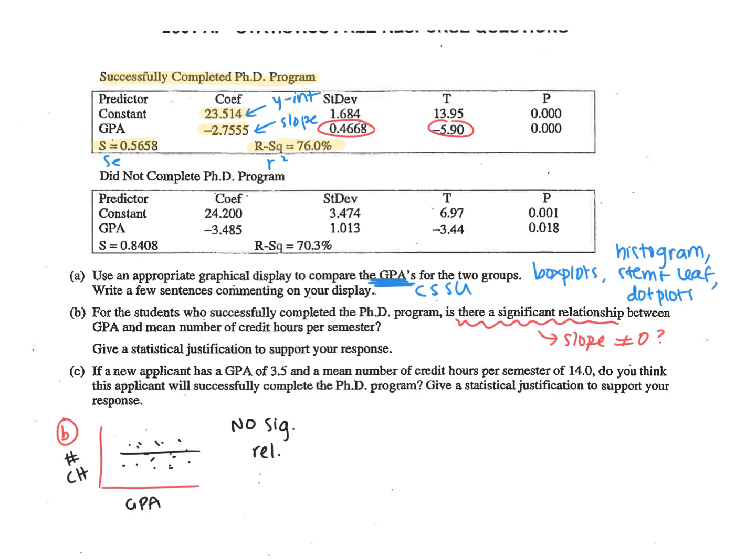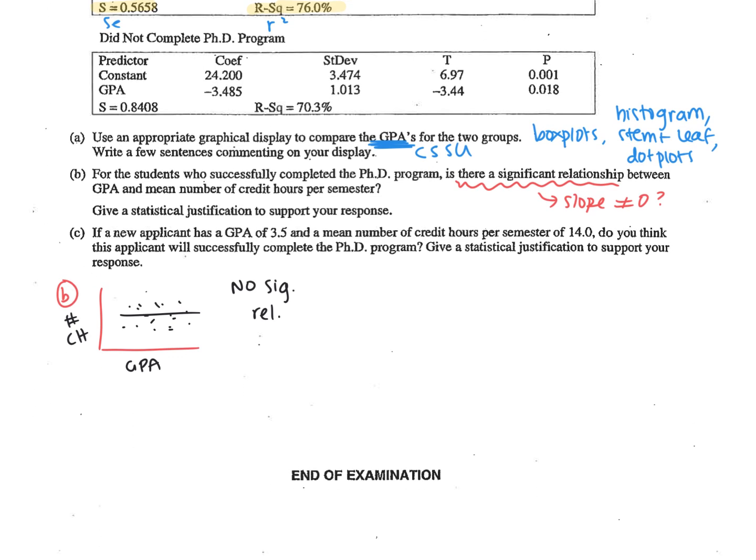So let's talk about why. The reason this shows no significant relationship is that as GPA increases, there's no change in credit hours. So GPA cannot be used to predict credit hours. That's why we want to know, is our slope not zero? If we are looking for statistical evidence, we're doing a hypothesis test. We're not doing the whole test. We're going to do the null and alternative, the test statistic, the p-value, and we're going to write a conclusion.